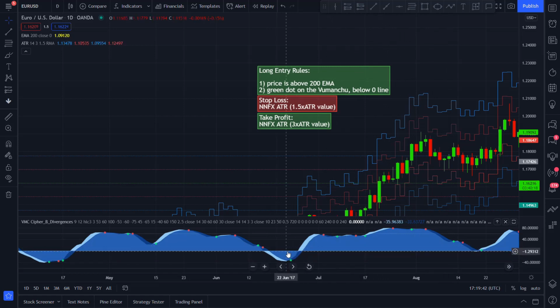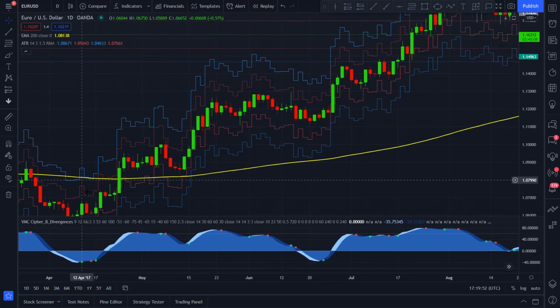So we can only take a long position if the price is above the 200 EMA and we get a green dot just like this one. So, as you can see, price just broke above the 200 EMA, and now we just take a look down on the Wecome indicator and see where we get that green dot under the 0 line. As you can see, it's going to be here on this candle, so that is going to be a valid long entry.